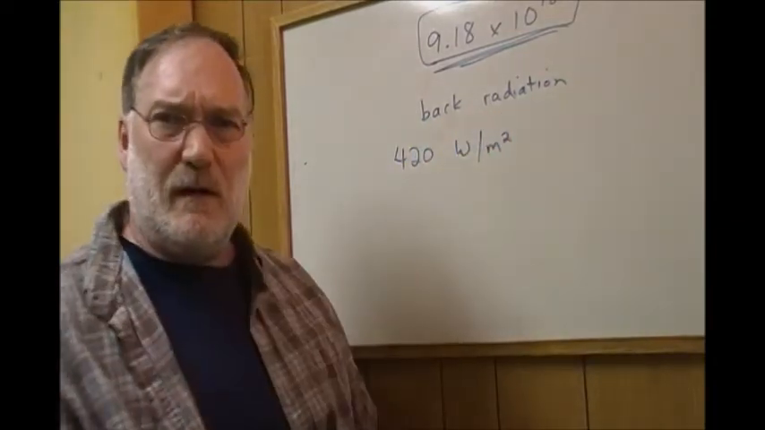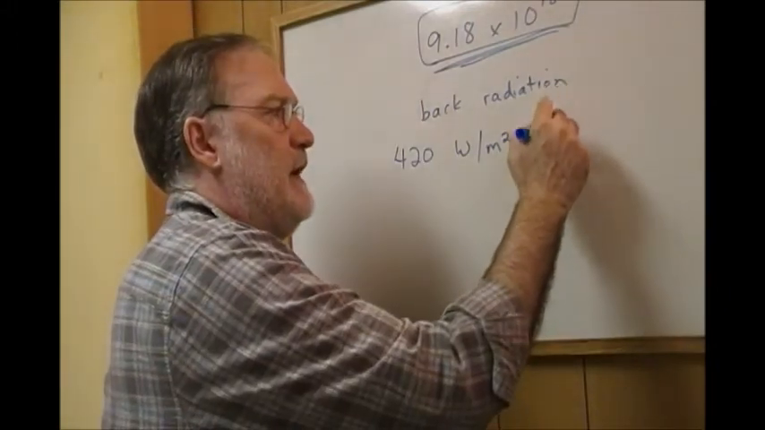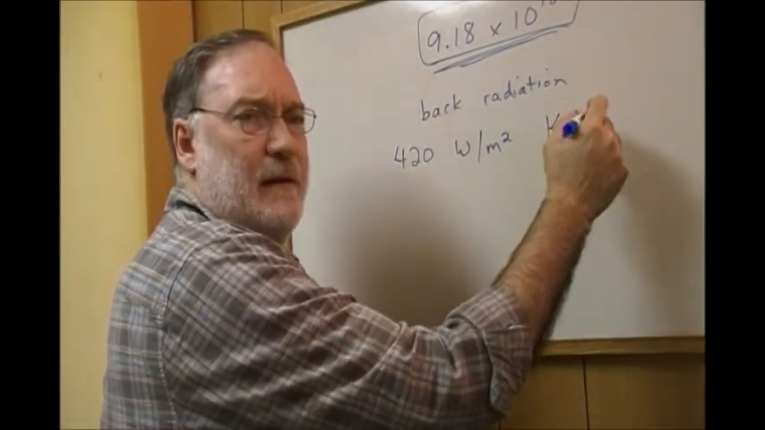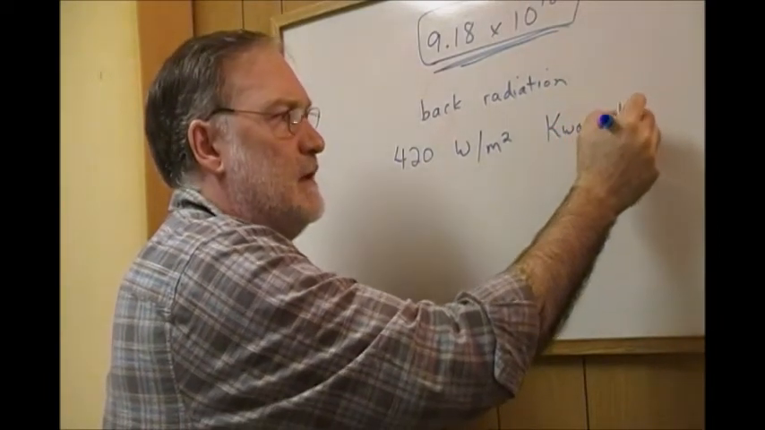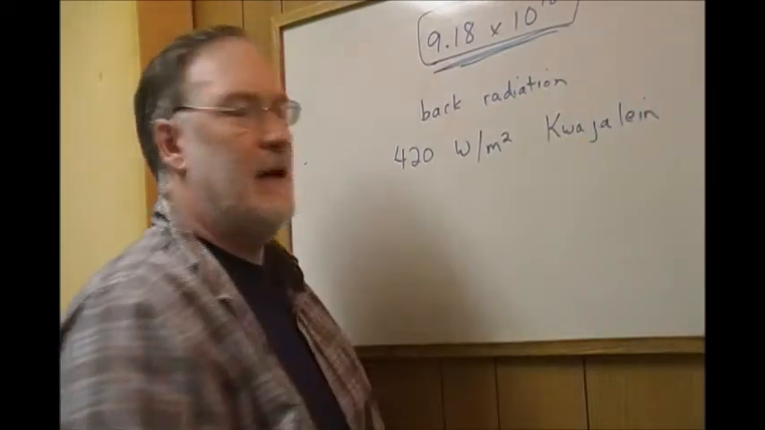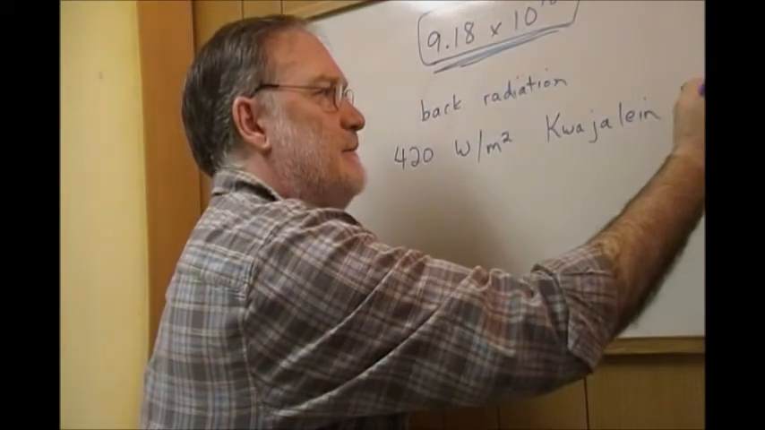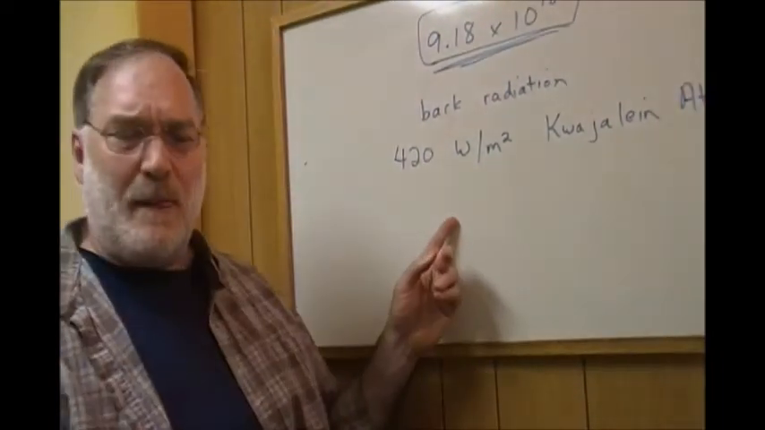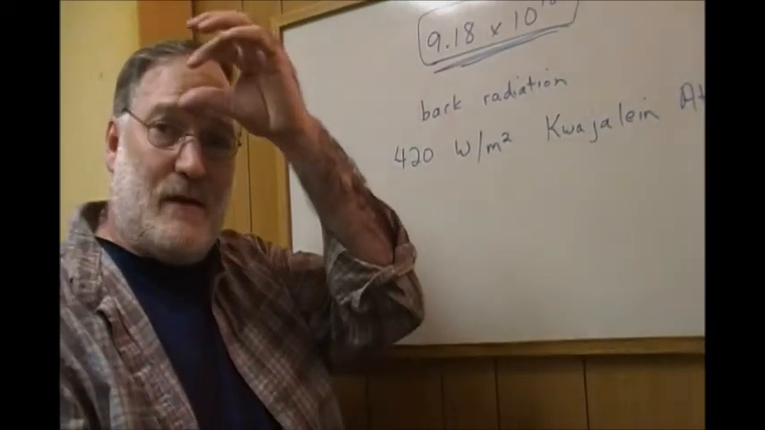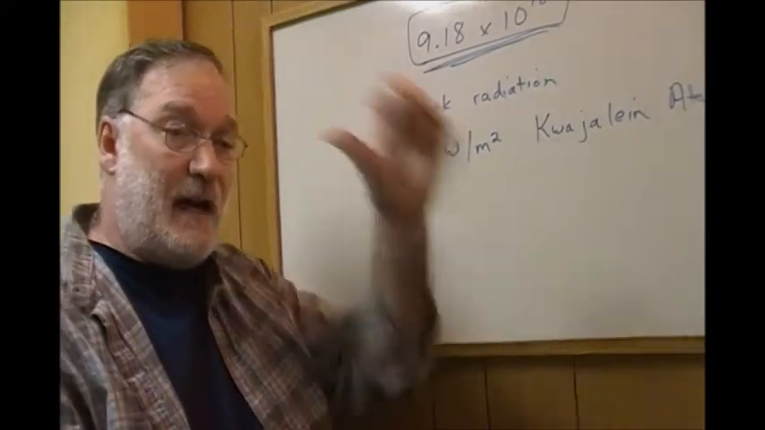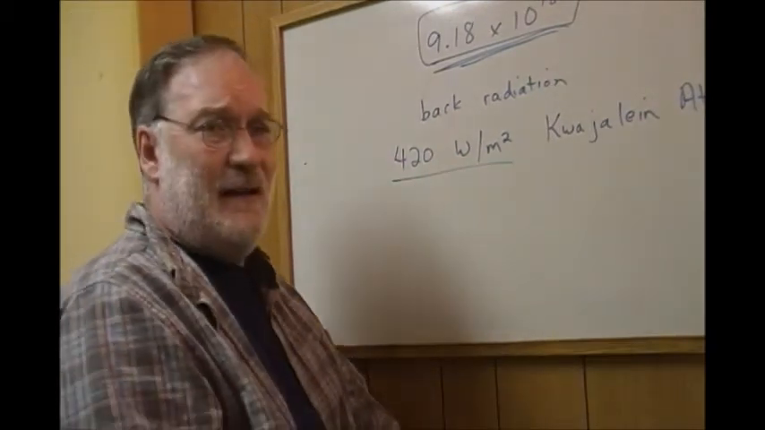420 watts per square meter of radiation coming back to the ground at, now I'm not sure how to pronounce this, but I'll give it my best shot, quadrillion atoll near the equator. Okay, so that's near the equator. This is the highest amount of radiation that was coming back to the surface. Now, the average high temperature of the ground there, this is the highest amount of back radiation coming from the air.